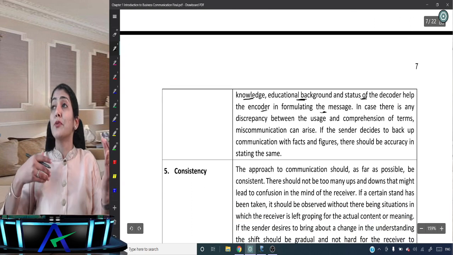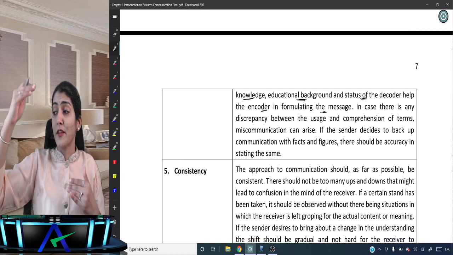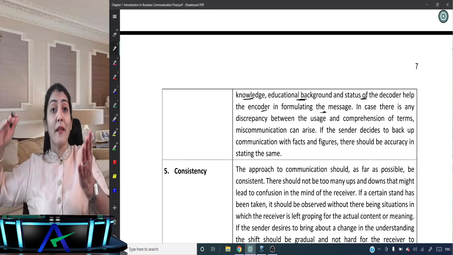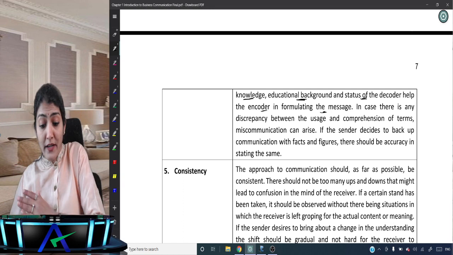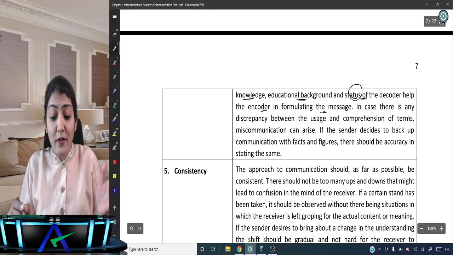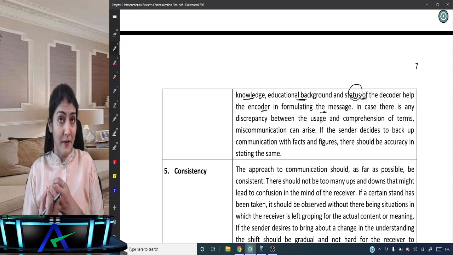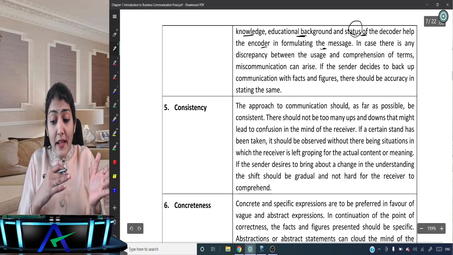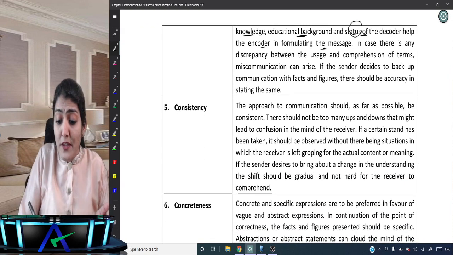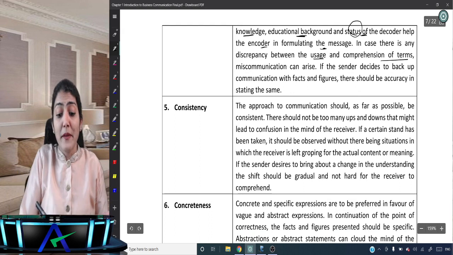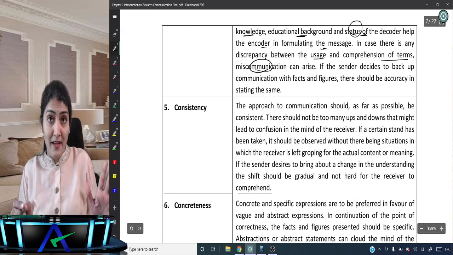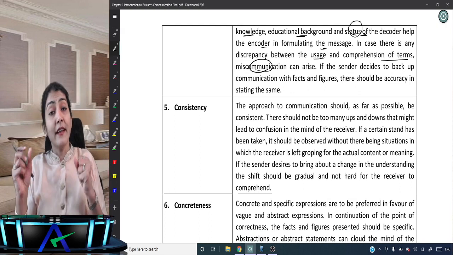So whether you need to communicate the message to your boss, your colleague, or your subordinate, accordingly the status of the decoder affects the formulation of the message. In case there is any discrepancy between the usage and the comprehension of terms, miscommunication can arise.